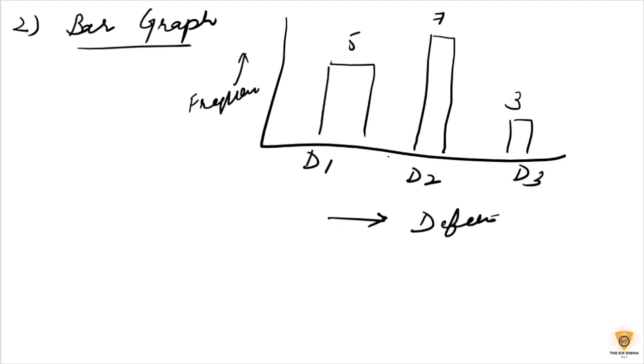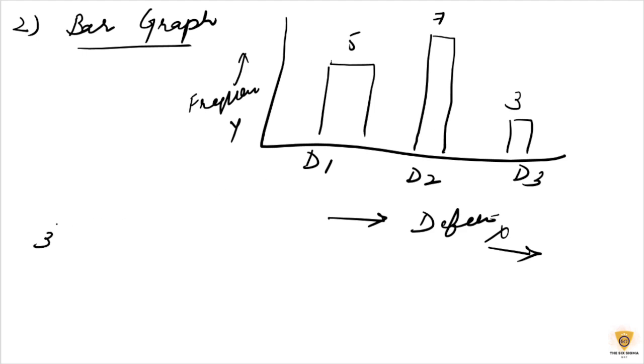So we can compare it easily here, right? By the category that we have created, D1, D2, and D3, right? So here the frequency is mentioned on the y-axis, while the defects are mentioned on the x-axis, right? And we can also understand the relationship between the different categories that we have. So this is a bar graph, right?